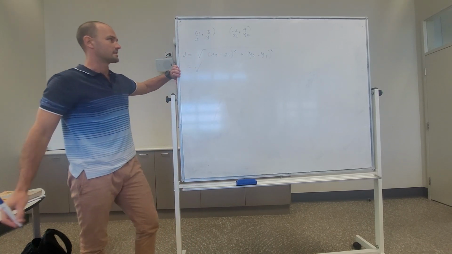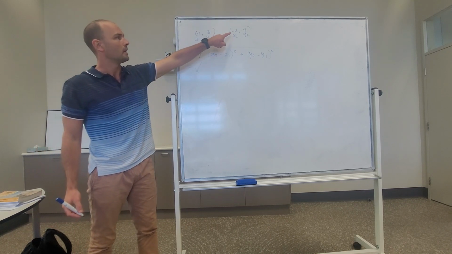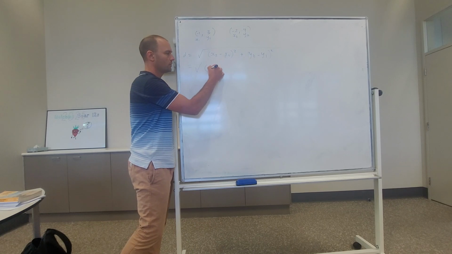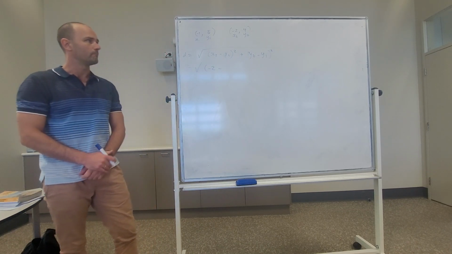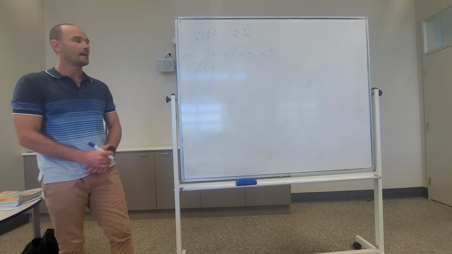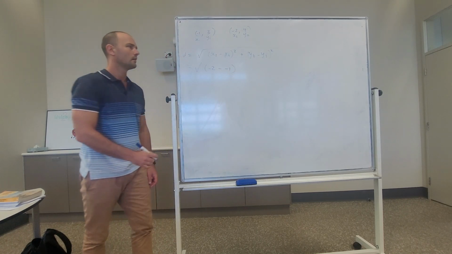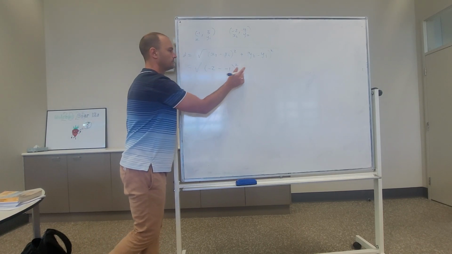But here's where we need to start showing our working. x2 goes there. That's our first thing we're substituting. So we have minus 2, take away x1 is minus 1. And that's going to be squared.